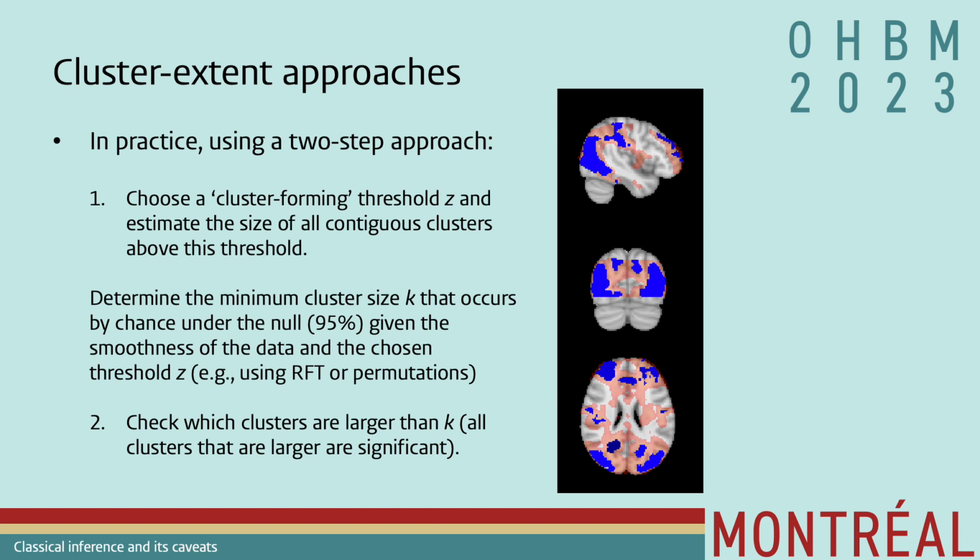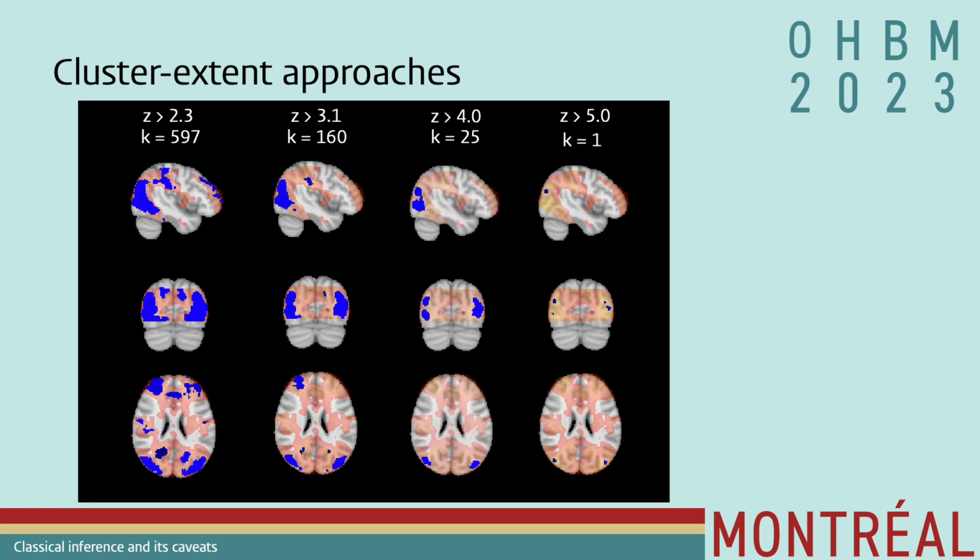All clusters that are larger than K, we call them significant, and all clusters that are smaller than K are non-significant. Here you see an example of different Z thresholds and different K values that are associated with it based on random field theory.